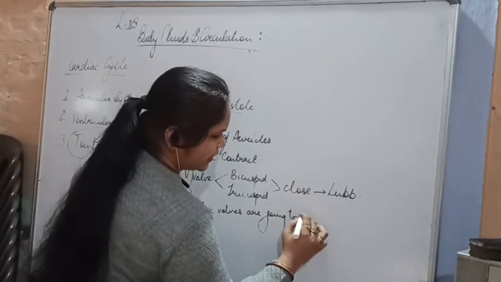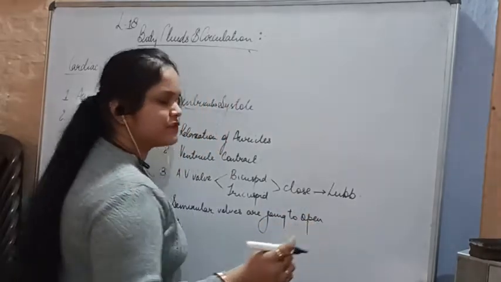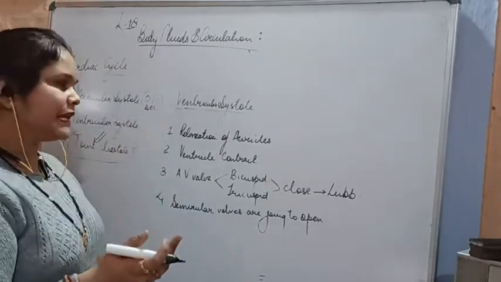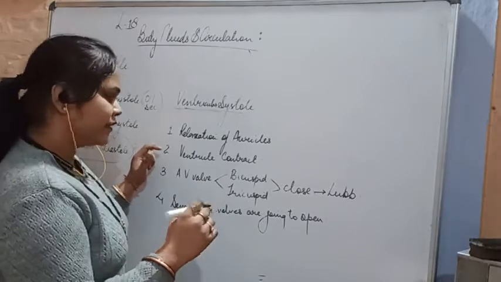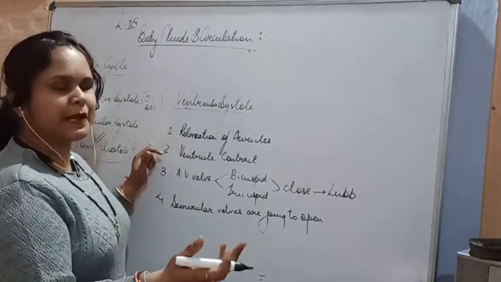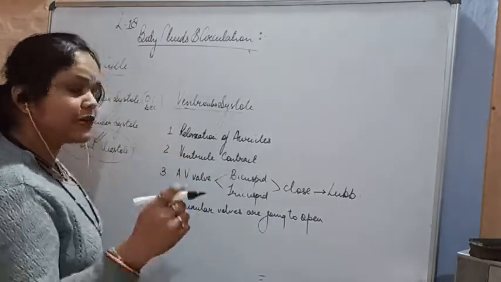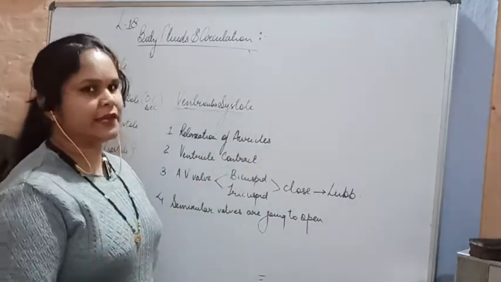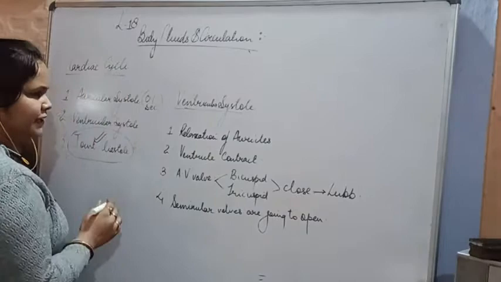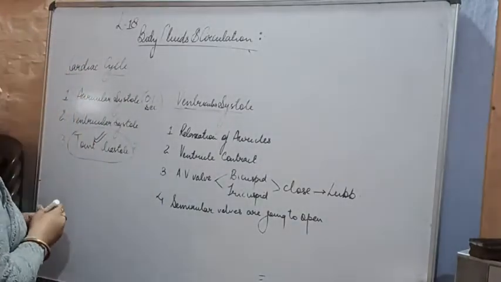Why are they open? Because the ventricles have to get empty. At that time they will be releasing the blood which is present in them to the pulmonary artery and to the aorta. So this happens actually in the ventricular systole.